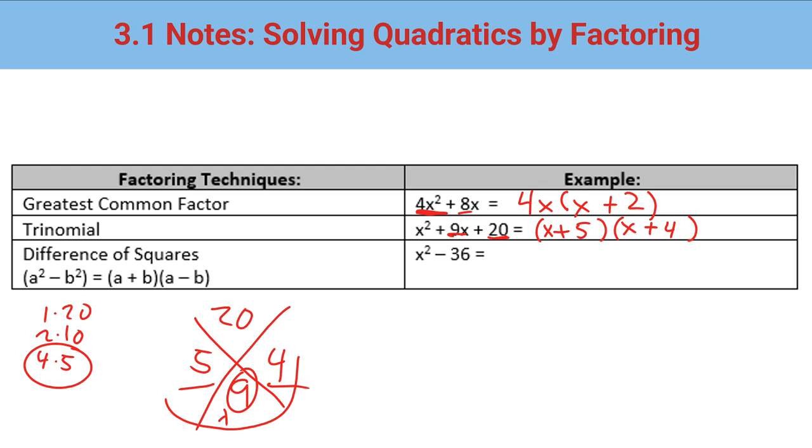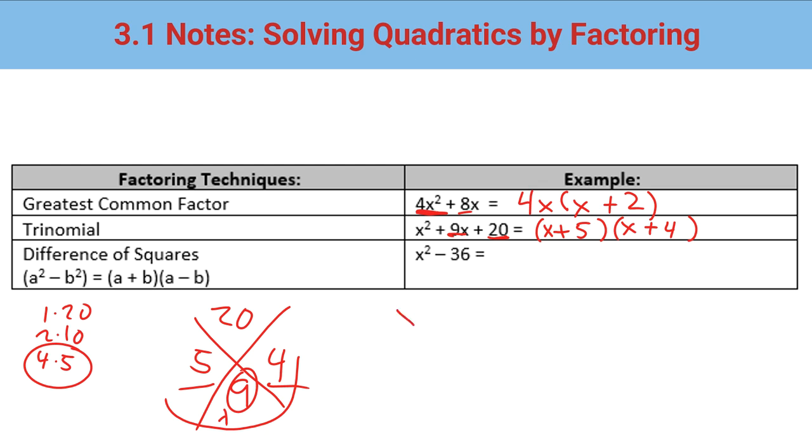The last one, difference of squares. Nobody really likes difference of squares, but it has this a squared minus b squared. So you have to have 2 perfect squares being subtracted. And when that happens, you can say a plus b times a minus b.